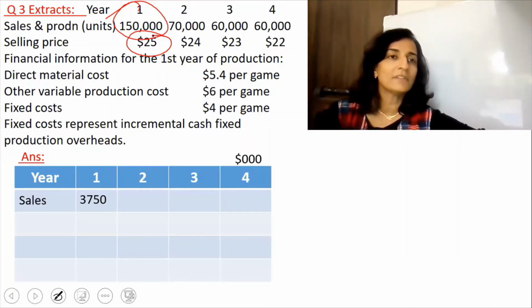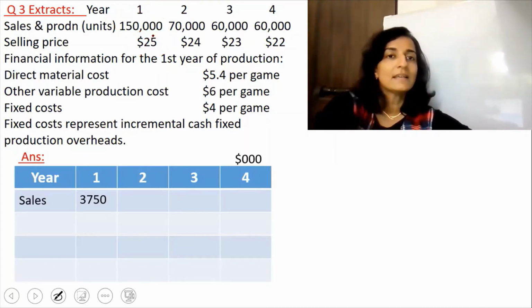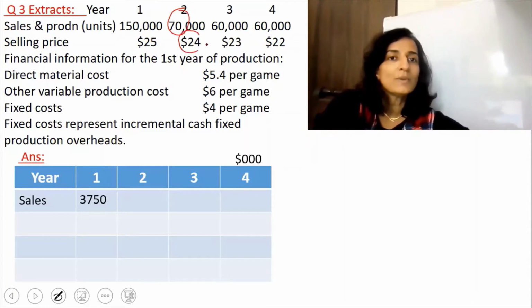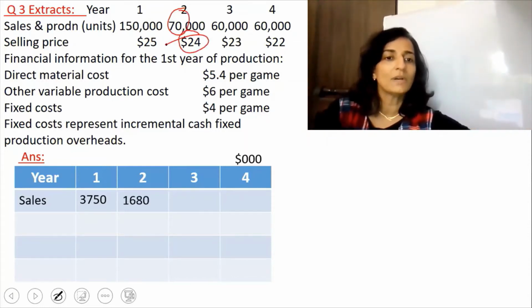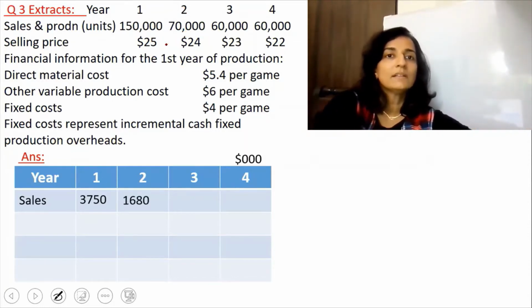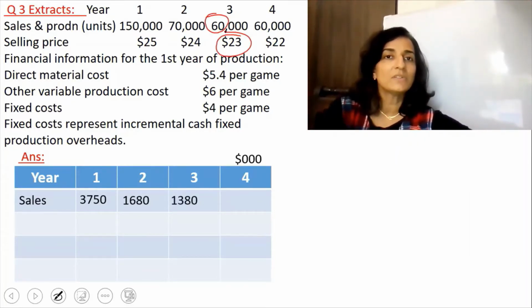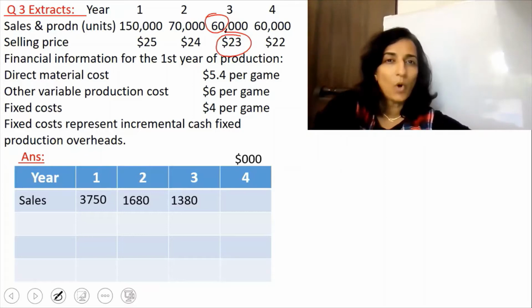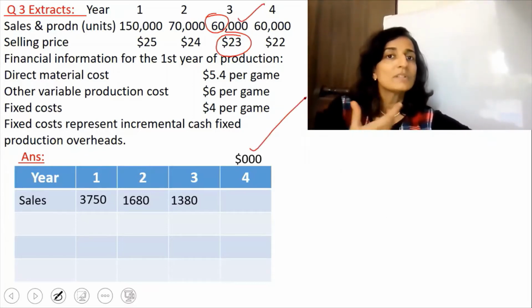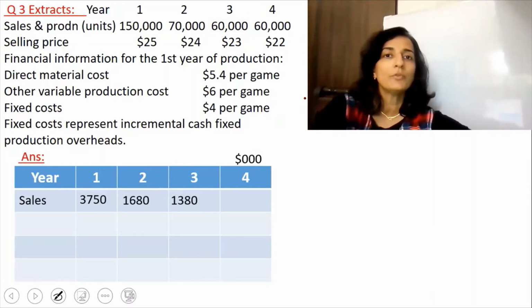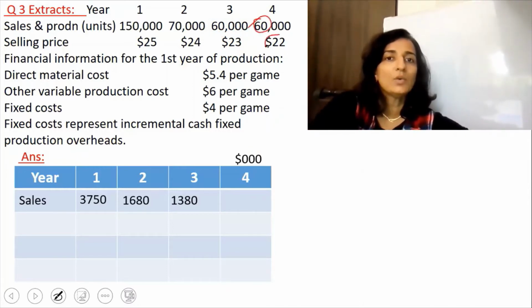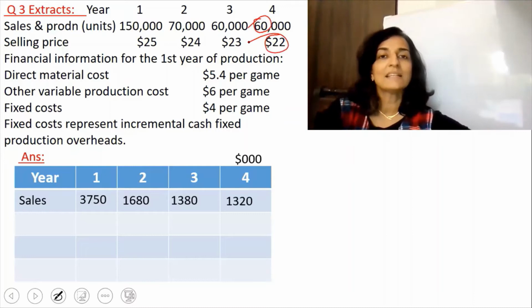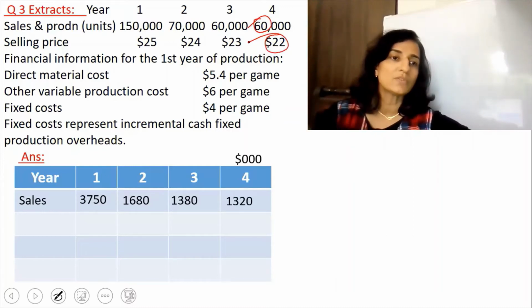And for the second year, the sales is 70 into 24. That is in thousands. So you have 1680. In the third year, it is 60 into 23. So we have 1380. I'm omitting the thousands because here we are writing it as thousands of dollars. And what about the fourth year? It is 60 into 22. That will come as a sales for the fourth year, 1320.